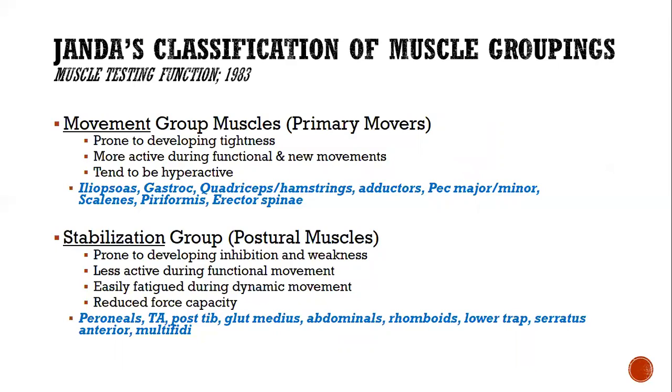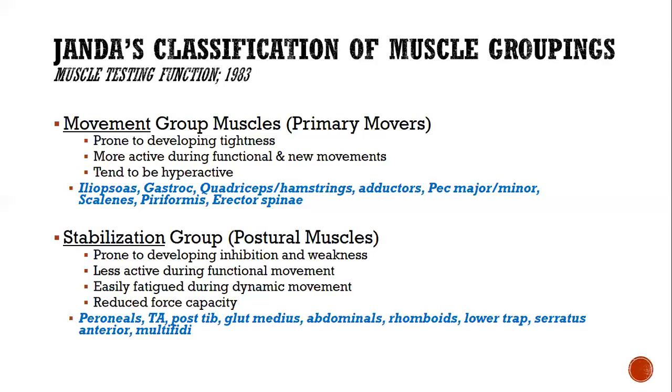Movement muscles are prone to tightness, dominance, increased neural drive, hyperactivity, okay? Look at those muscles that are in blue font. Now look at the stabilization group, these postural muscles. Postural muscles tend to be the opposite. They tend to be prone to being inhibited reciprocally, and weakness and lengthening and just being dominated by the agonists.